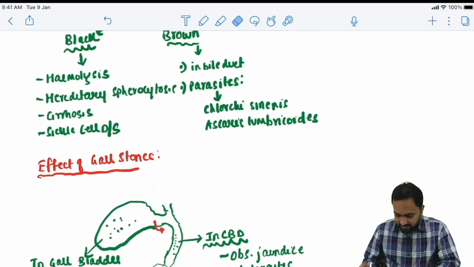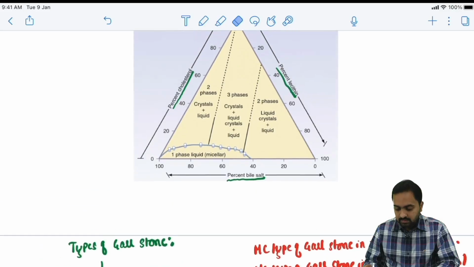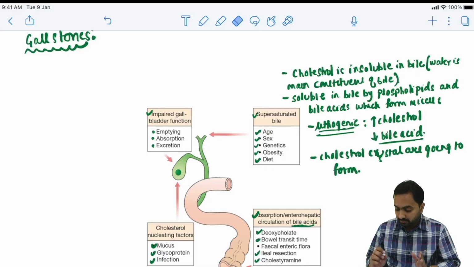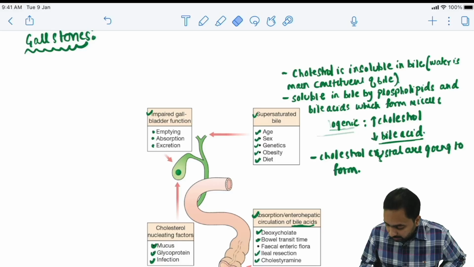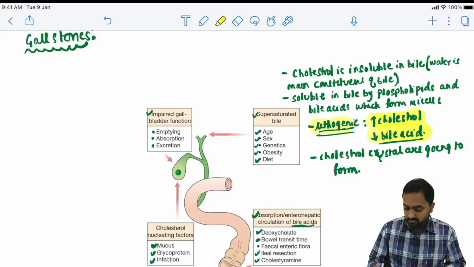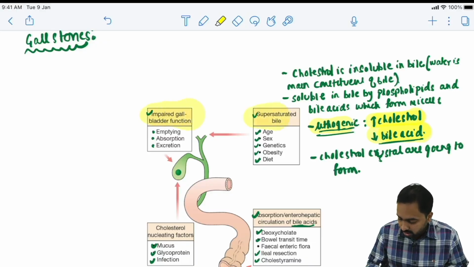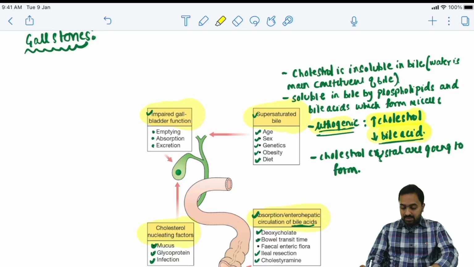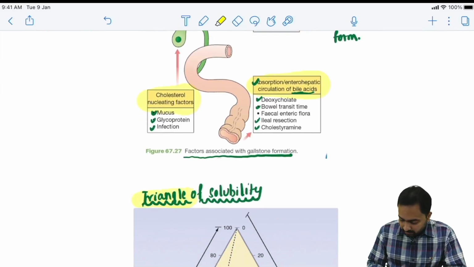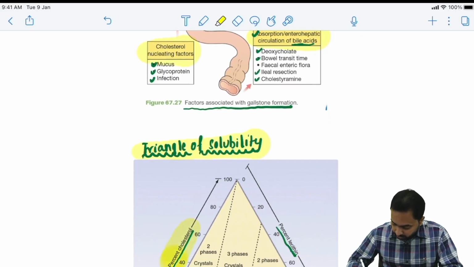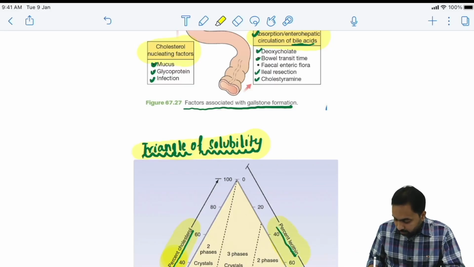So let's take a recap of the important things in your gallstone. First we discussed the formation of the gallstone. As we understood, it is the lithogenic bile which is important, where there is increased cholesterol and bile acid. We discussed the factors of gallstone formation, which include impaired gallbladder function, supersaturated bile, cholesterol nucleating factors, and absorption and enterohepatic circulation of bile acids. Then we discussed the triangle of solubility, which determines the cholesterol concentration: the percentage of cholesterol, percentage of lecithin, and percentage of bile salts.